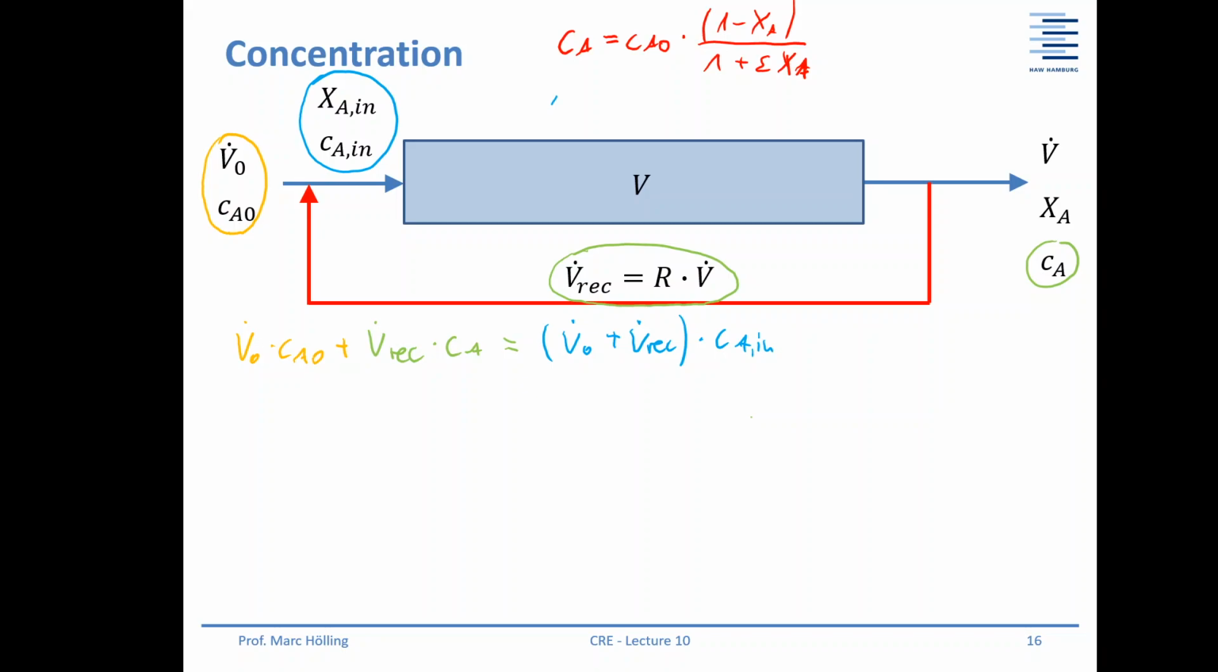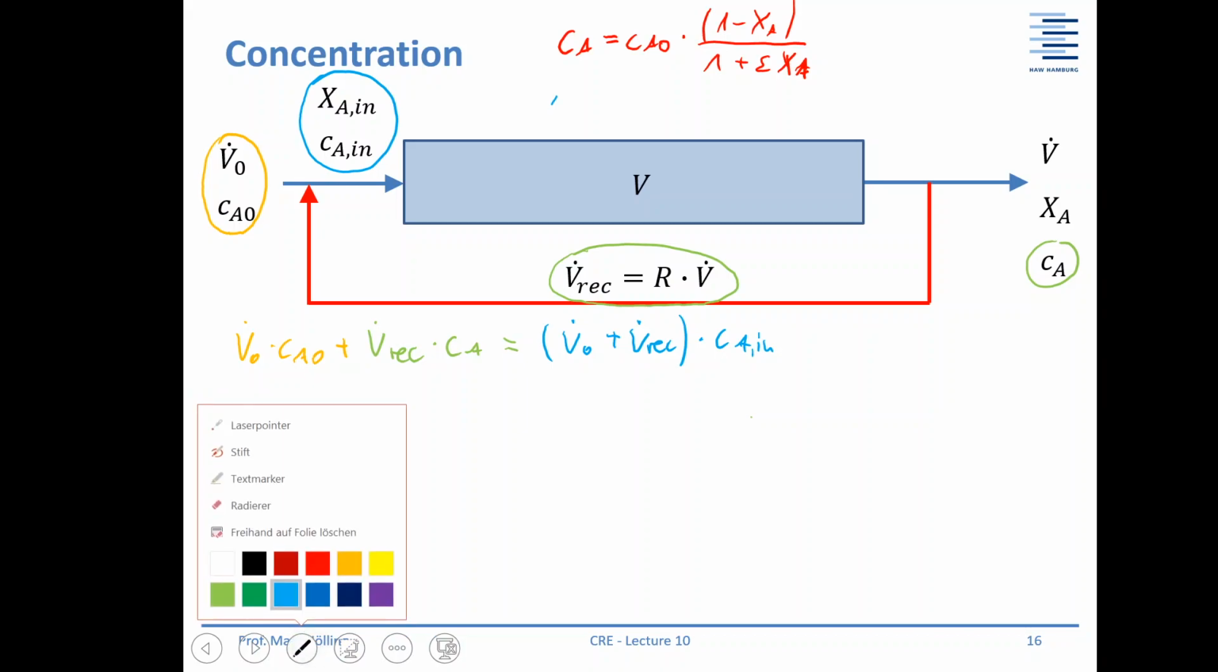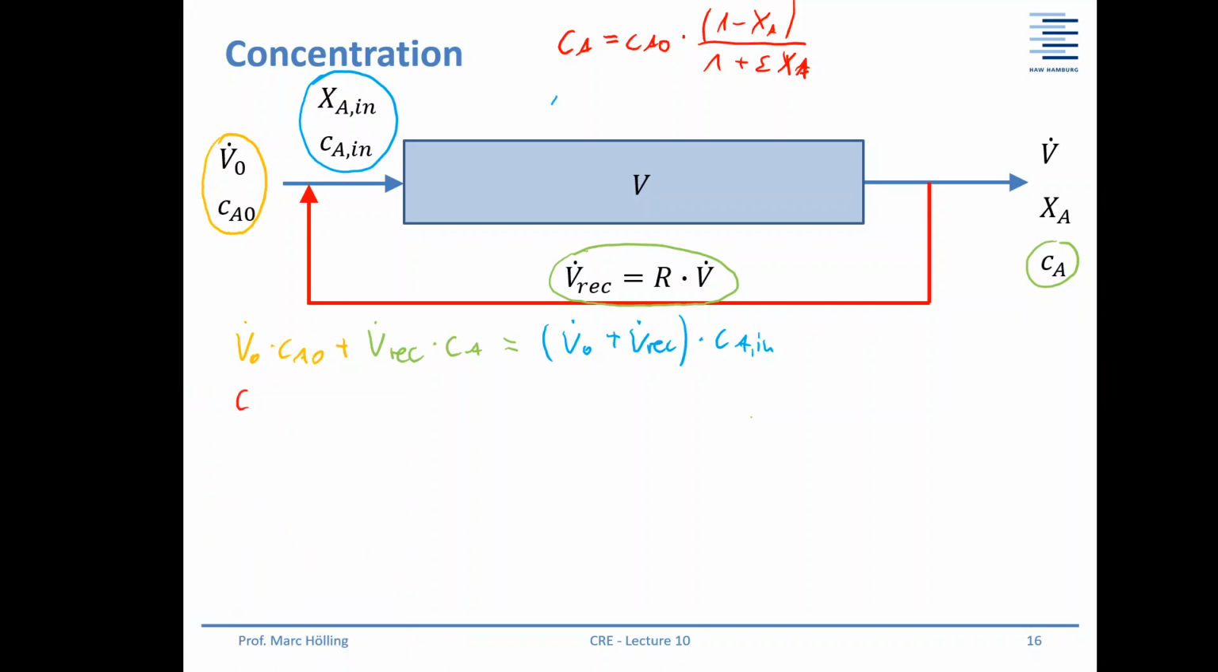Okay, now we can try to solve it for Ca in. The concentration at the inlet of the reactor, Ca in, is equal to V dot 0 times Ca0 plus V dot recycle times Ca, over V dot 0 plus V dot recycle.